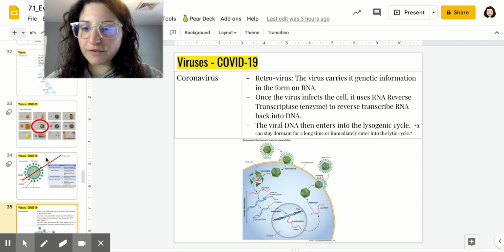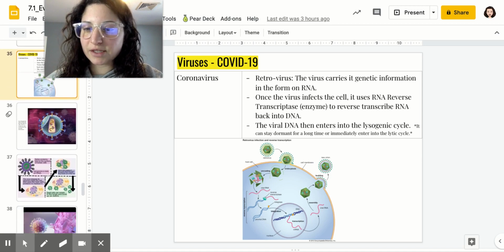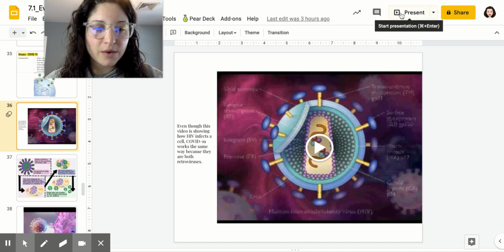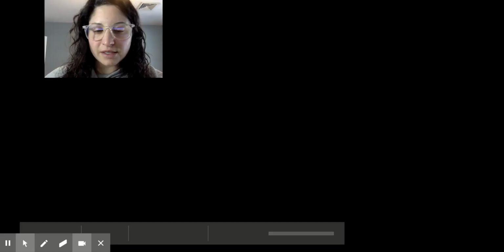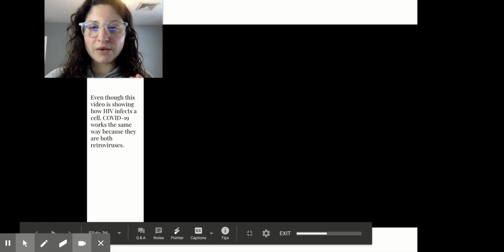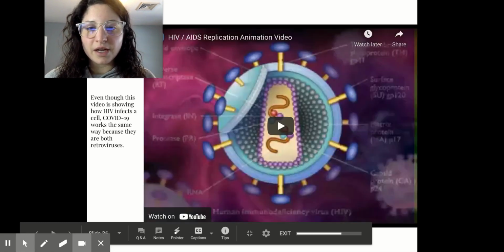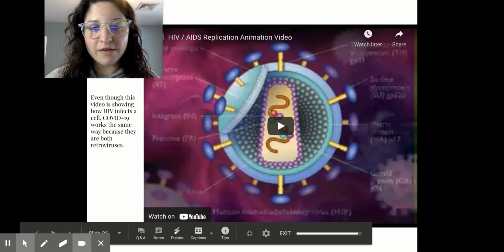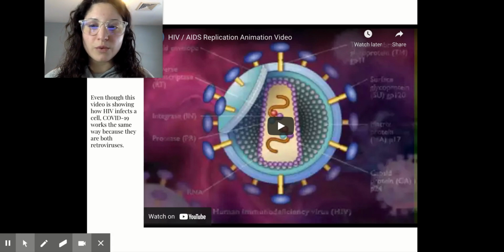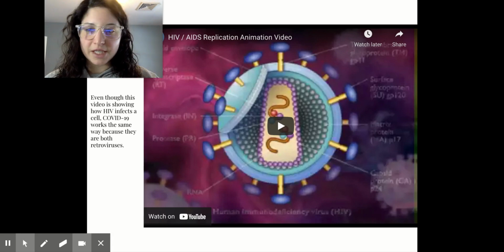So, to help you better visualize what this process looks like, we are going to be looking at this video of the HIV virus. So I know it's not exactly the COVID virus. However, this video does give a very good animation of how this works. And HIV is a retrovirus, just like COVID. And so they do work under the same procedure.